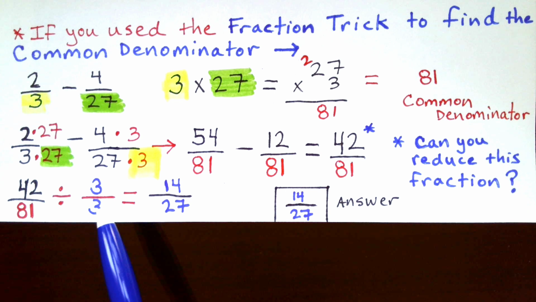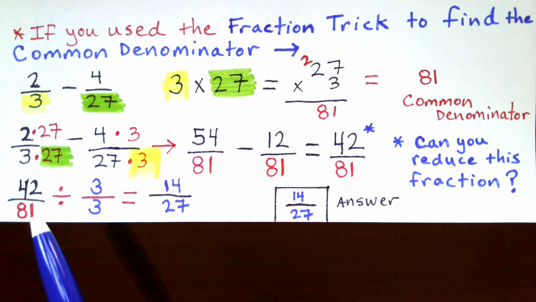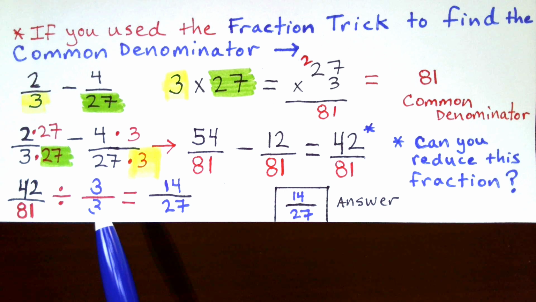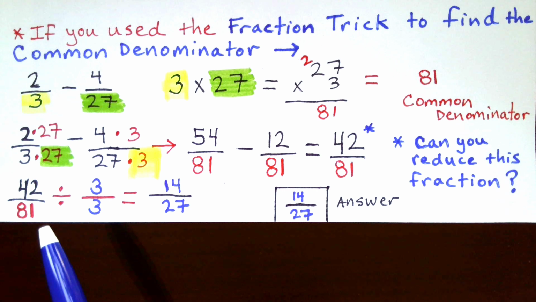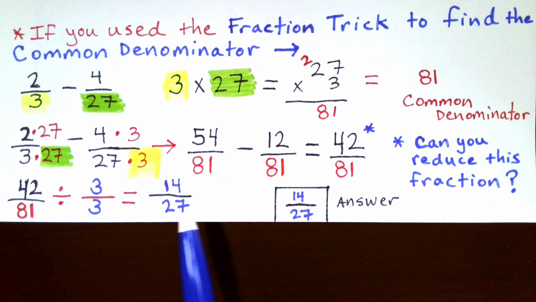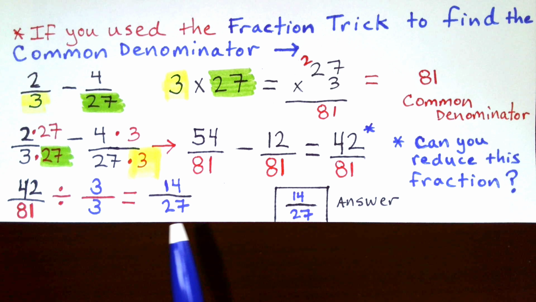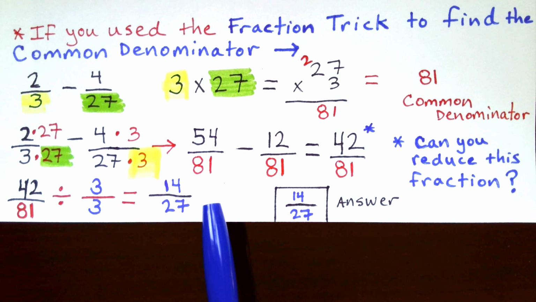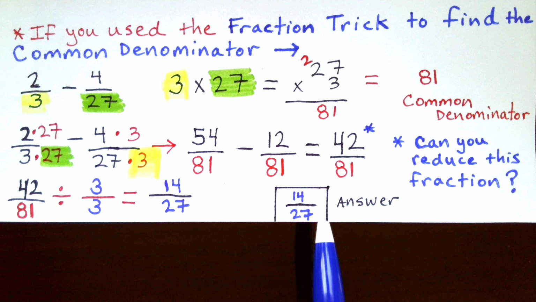81 divided by 3. 3 can also go into 81 evenly, right? 81 can be divided by 3 evenly. 2 times 3 is 6. And if you take away 6 from 8, that leaves you 21. And 3 times 7 is 21. So 27 times 3 is 81. And we end up with the same fraction that we started with earlier when we used the product chart of a 14 over 27.